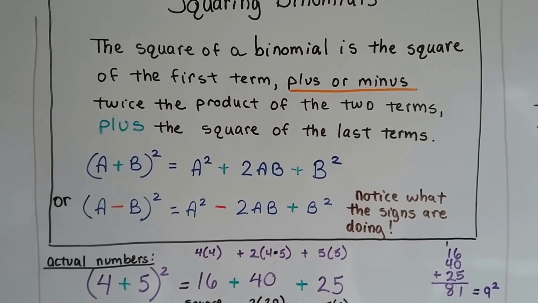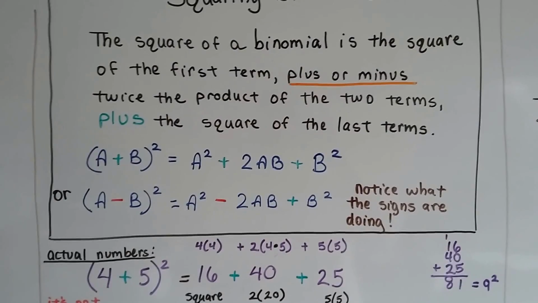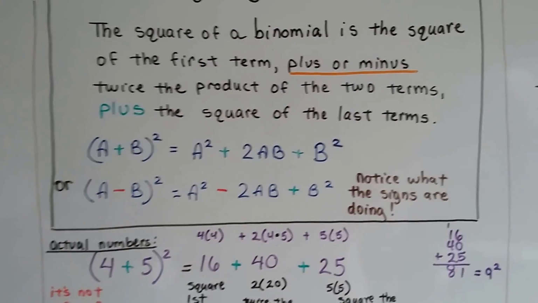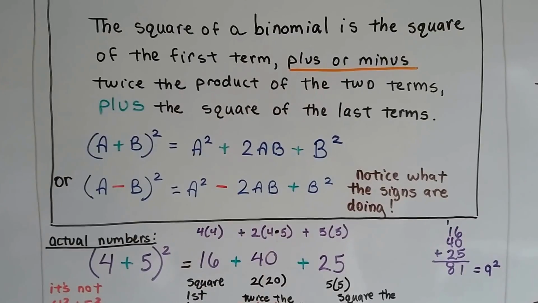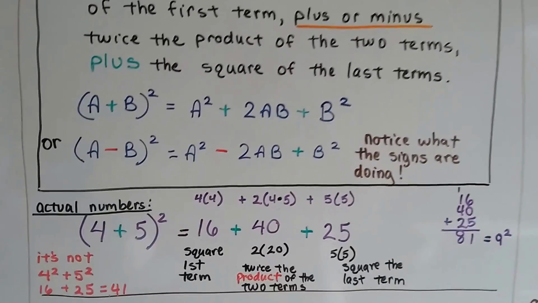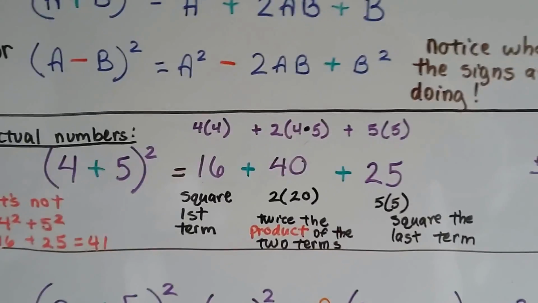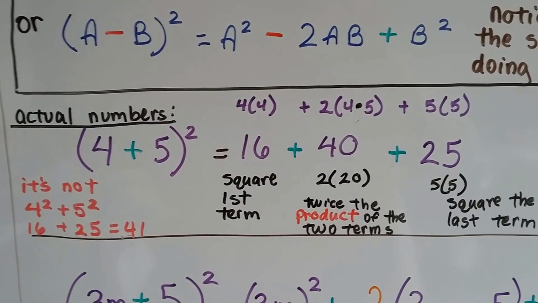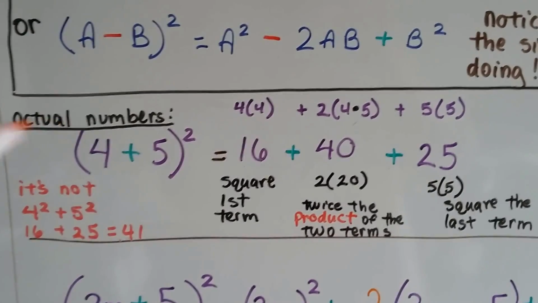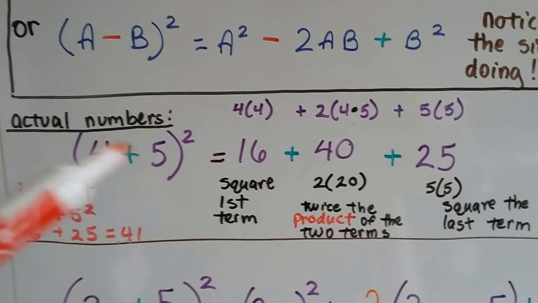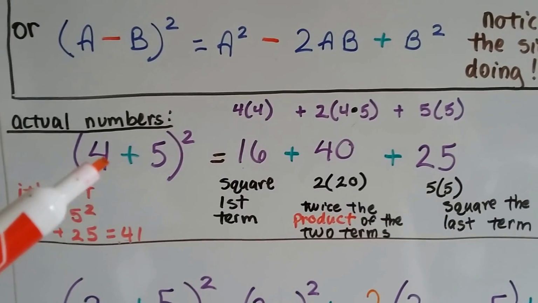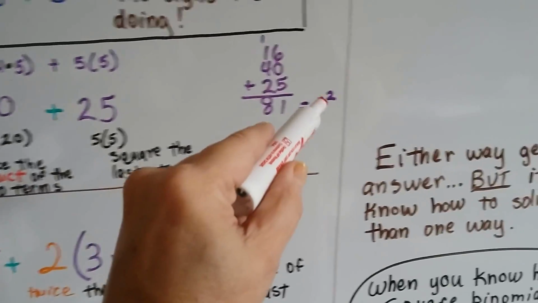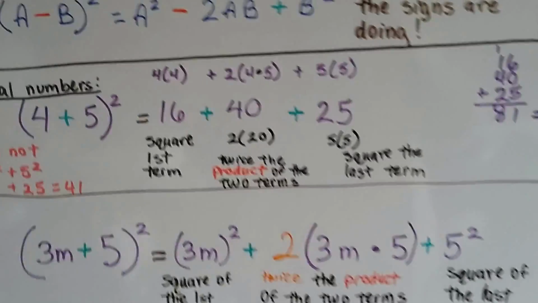So notice what the signs are doing. When it's a plus in between them and we're squaring, then it's going to have 2 plus signs. When it's a minus and we're squaring, the first one's a minus, the second one's a plus. See that? Now, let me show you with actual numbers, okay? Let's say we had 4 plus 5 and that's squared. Well, we know order of operations tells us to add these two together and then square it, right? 4 plus 5 is 9, and then 9 squared is 9 times 9, that's 81, right?